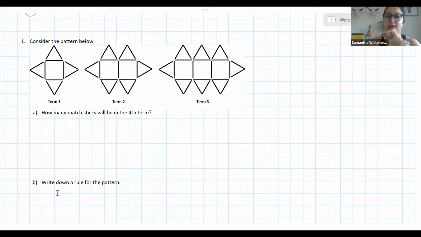Lisa's already got her hand up. She's on it. Okay, if you're struggling a little bit to start, my advice: count how many sticks are in each pattern, and then use the numbers to see if you can find some sort of relationship or some sort of pattern going on.